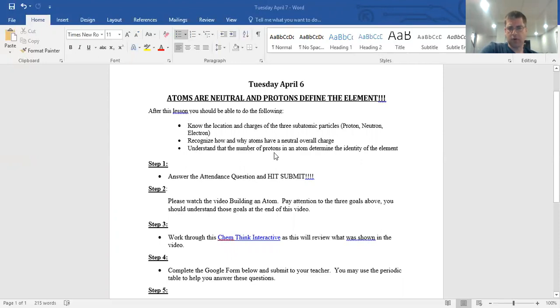Let's look at the third goal. Understand that the number of protons in an atom determines the identity of the element. I think we kind of saw that already, but let's focus in on that now, okay? Since we now know the location and charges, we know you have to have the same number of protons and electrons. Let's take a look at how number of protons defines who the element is. And I think we saw a little bit of that. I'm gonna hit stop share for a second. I'm gonna pop up the interactive again.